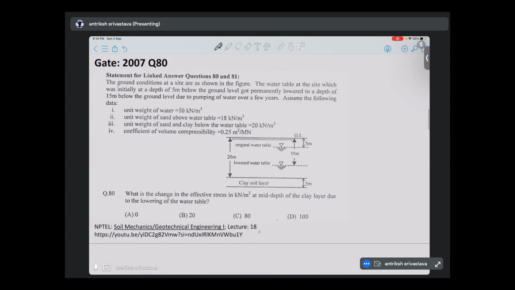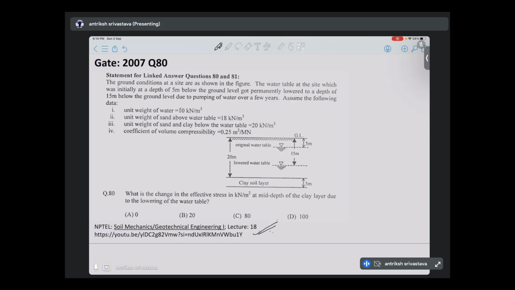Okay, let's go to our next question, related to effective stress. GATE 2007, question number 80, the relevant NPTEL lecture has been cited. This was a two-part question, but the second part was related to consolidation, which we will discuss in some other session in more detail, starting from the basics of consolidation. So I have not included the question 81 part. We are just going to discuss question number 80.